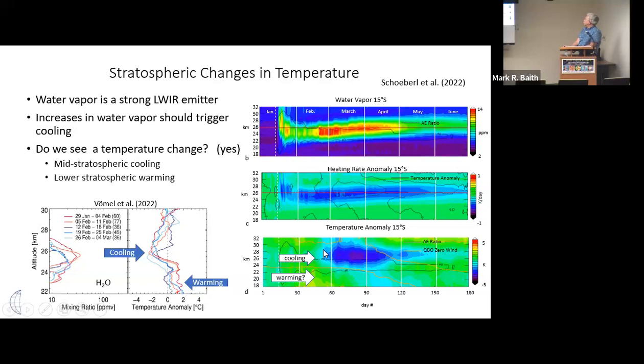And then the temperature anomaly shows up, and you can see that the temperature anomaly shows up in about the same spot. It's a little different. It's not perfectly co-located because you're going to trigger some dynamical response, and it's not going to be quite perfectly co-located with the temperature. This is from Vömel et al. 2022, which is a really nice paper in Science.